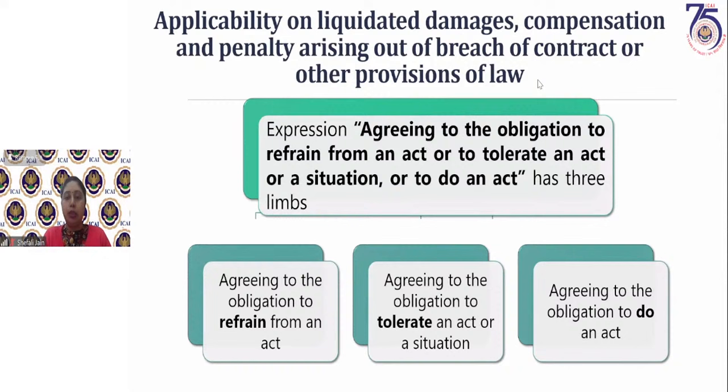So paragraph 5 says either you are agreeing to refrain from an act, you are agreeing that you will not do a particular act or particular action, or you will tolerate the act of the other person for a consideration, or you will be doing something for the other person in lieu of the consideration. Then that activity will be covered under para 5E.